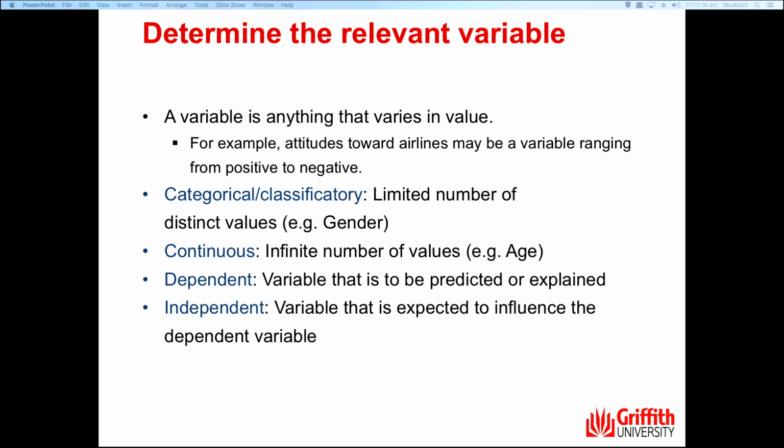The next step is to determine the relevant variables. A variable is anything that varies in value. For example, attitude to an airline may be a variable ranging from positive to negative. You also look at whether it is categorical, such as gender, male or female, Queenslander or non-Queenslander, local student or international student. Are you using categories, or continuous variables, with an infinite number of values, such as age? In research, we use what we call dependent variables and independent variables, and we'll talk more about them later. A dependent variable is a variable that is to be predicted or explained, and an independent variable is a variable that is expected to influence the dependent variable.